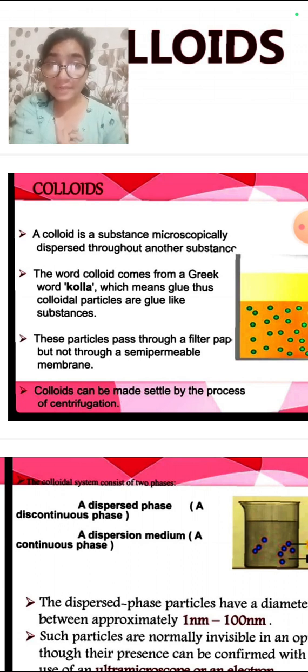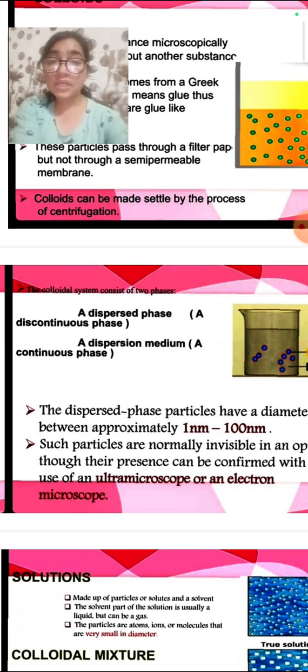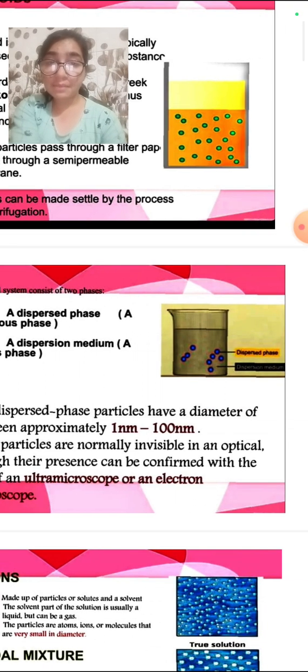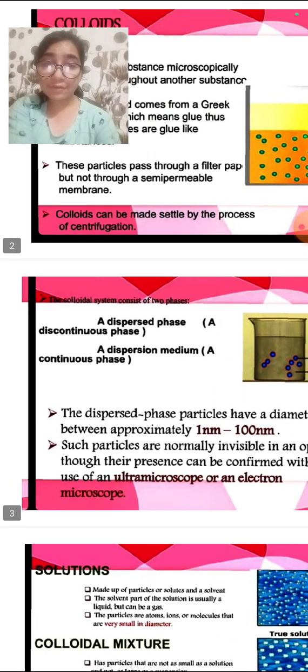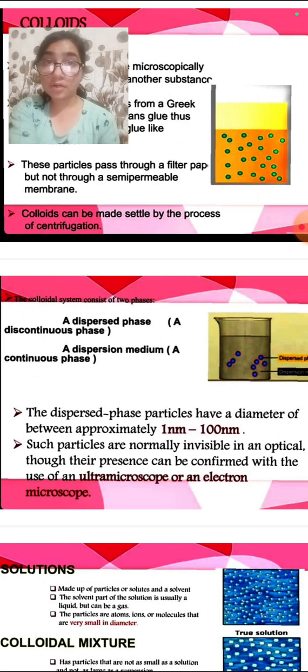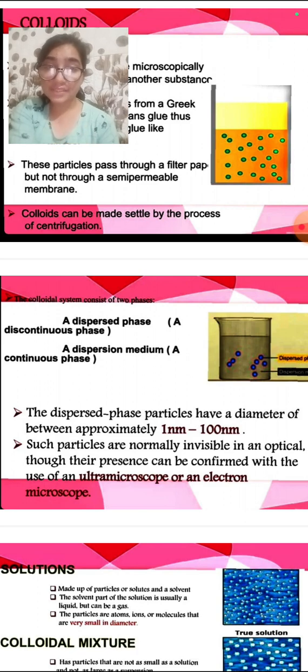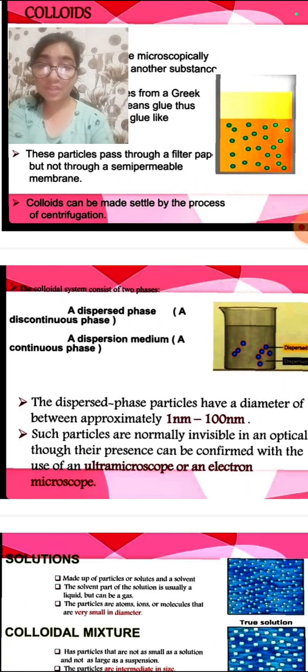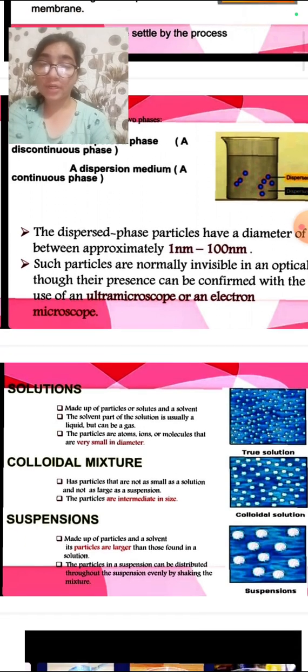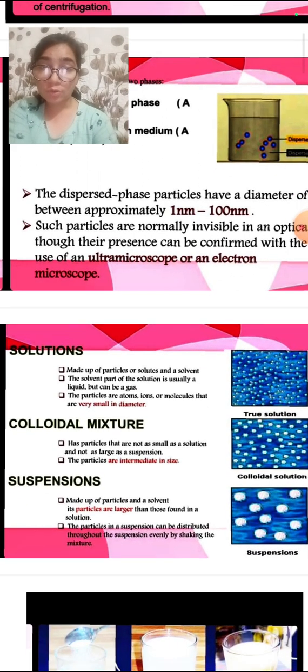Colloids can be made to settle by the process of centrifugation. A colloid has a dispersed phase, which is a discontinuous phase, and a dispersion medium, which is a continuous phase. The dispersed phase particles have a diameter of approximately 1 nanometer to 100 nanometers. Such particles are normally invisible in an optical microscope, though their presence can be confirmed with the use of an ultramicroscope or electron microscope.